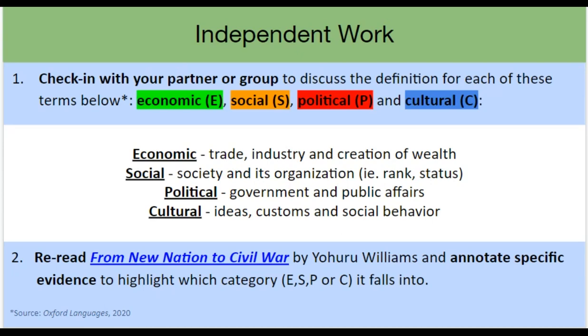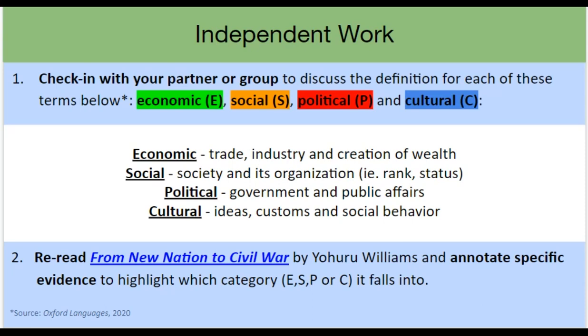You're going to go back and look at legal, economic, social, political, cultural. Economic is trade and money, and I've been referring to it without explaining it, so here's my time to explain it. Social is how society is organized. Political involves government, people, and power. Culture is ideas, customs, and social behavior.